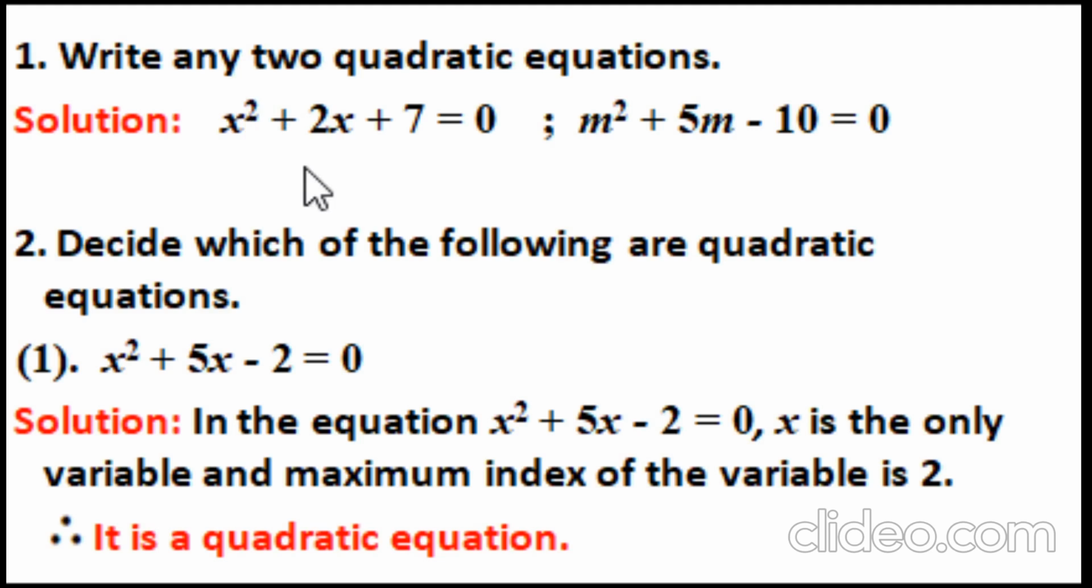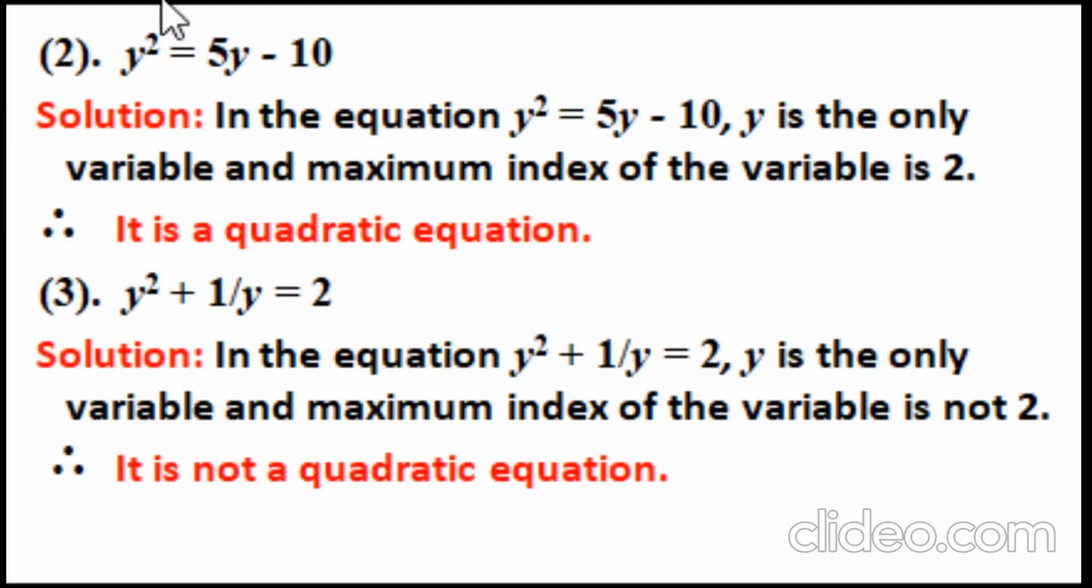Question number 2, decide which of the following are quadratic equations. First equation is given: x square plus 5x minus 2 is equal to 0. Solution: in the equation x square plus 5x minus 2 is equal to 0, x is the only variable, and the maximum index of the variable is 2. You can see here the index is 2. Therefore it is a quadratic equation.